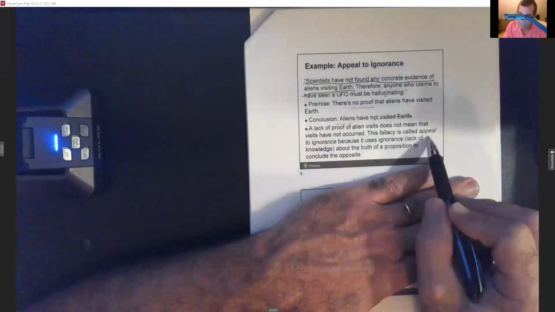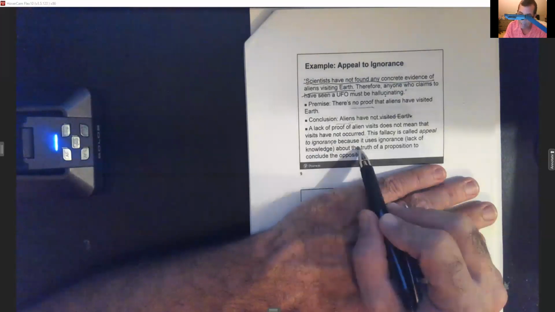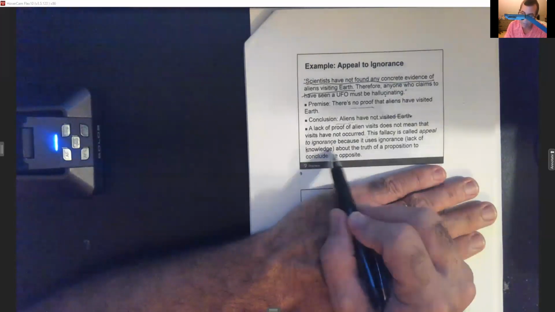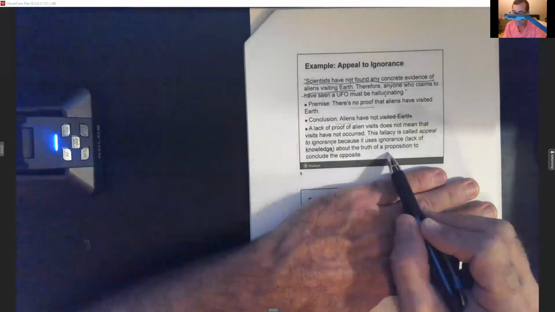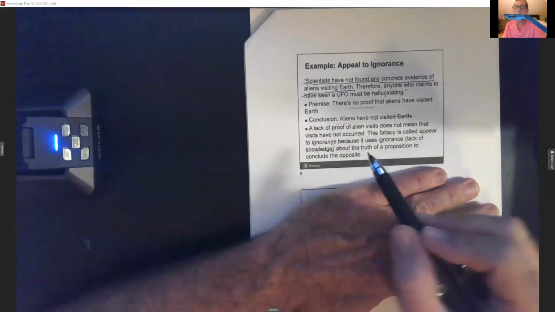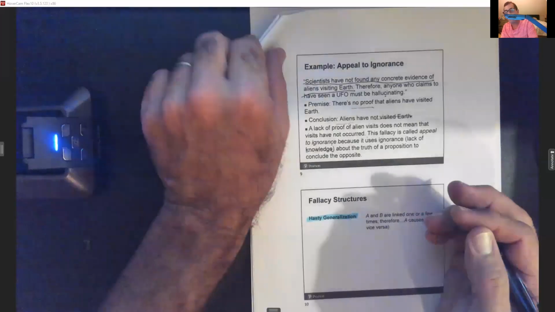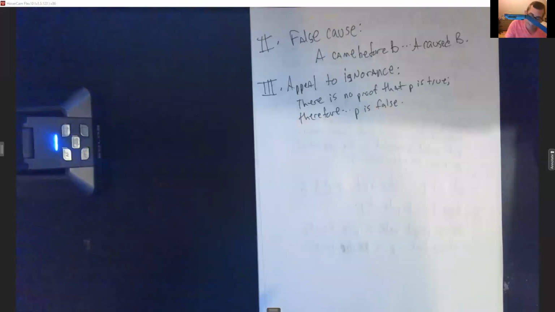This is appeal to ignorance because it uses ignorance or lack of knowledge. Remember, ignorance is the lack of knowledge about the truth of a proposition to conclude the opposite. So just because we didn't have proof didn't mean that they didn't come.